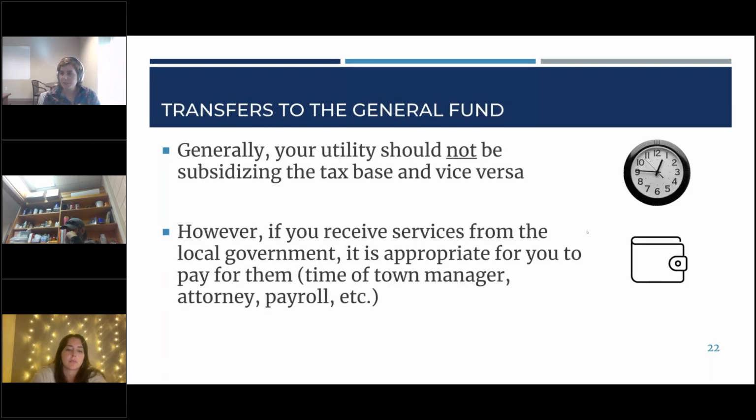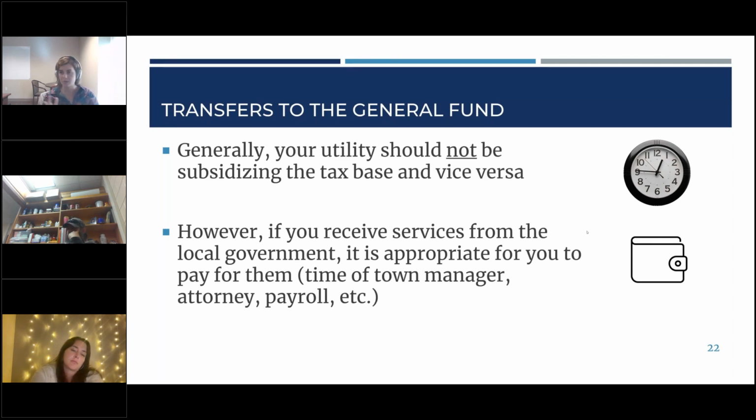And because it is an enterprise fund, water and wastewater utilities, what we typically say is that your utility should not be subsidizing the tax base or vice versa. So it's like what I talked about before. It's that self-sufficiency. The utility should be able to sustain itself. And because it should only be reflective of the cost of running that utility, there shouldn't be transfers to the general fund or vice versa.